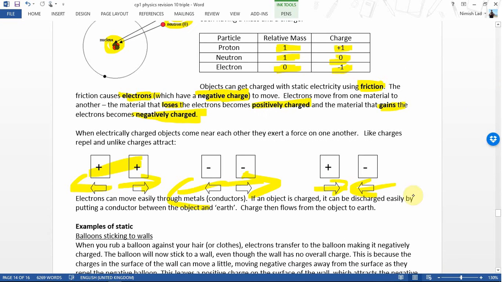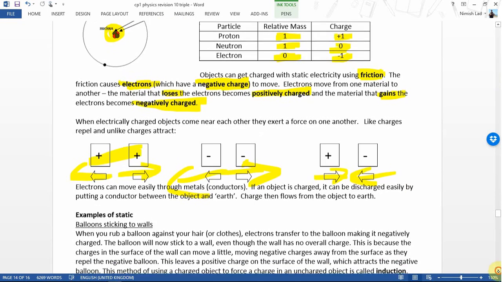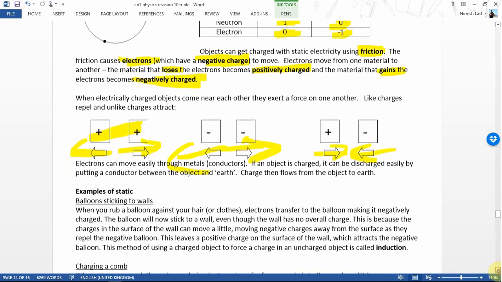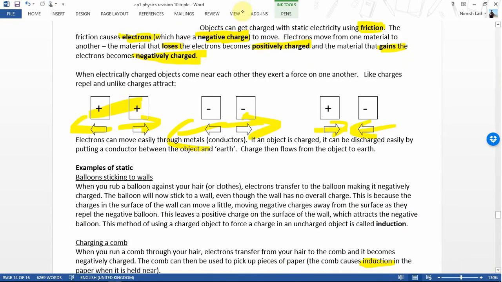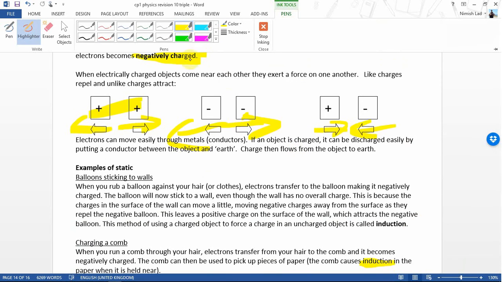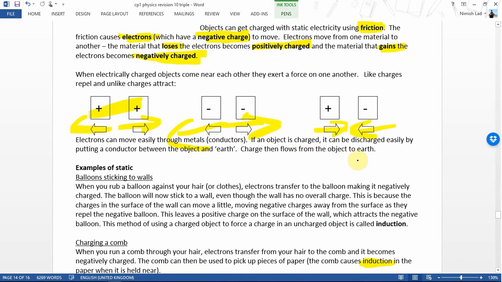Right, balloons sticking to walls. This bit's tougher. I might actually add a bit of space in this diagram. Actually no, I think I'll draw it over here. So here's a wall, and it has positive and negative charges. Here's my balloon, and it's negatively charged. So that's become negatively charged by us rubbing the balloon against our hair. Okay, so that's become more negatively charged. It's gained electrons, it's become negative.